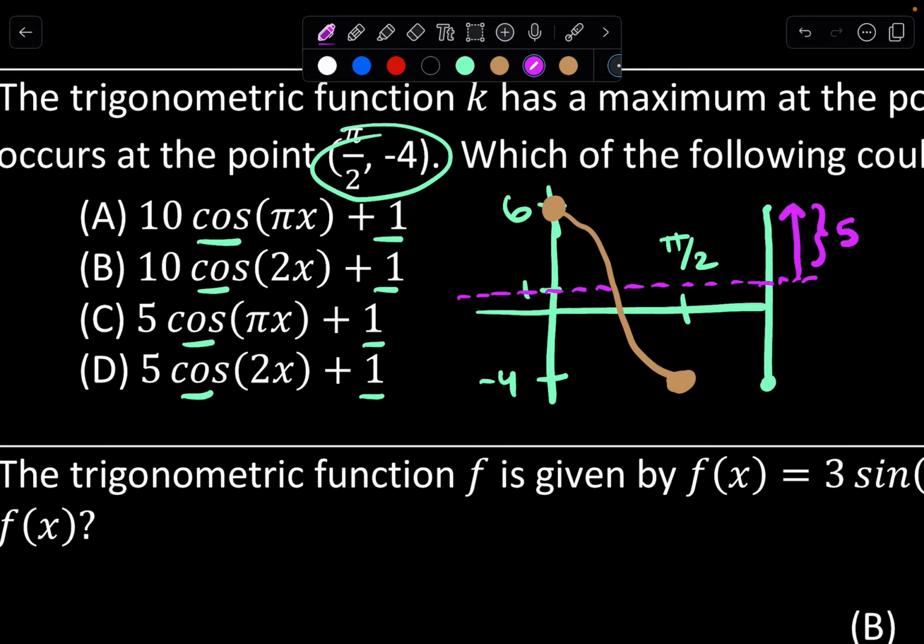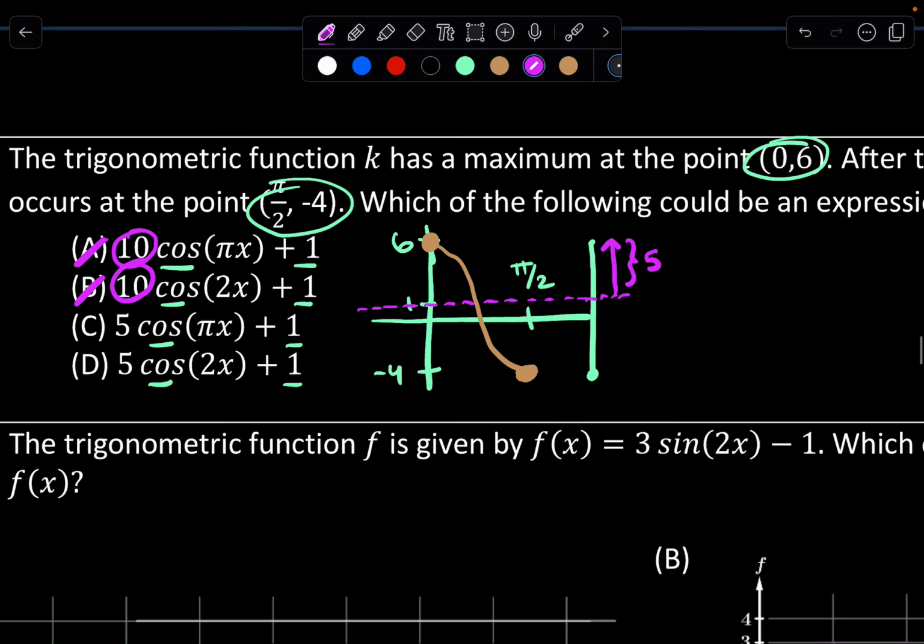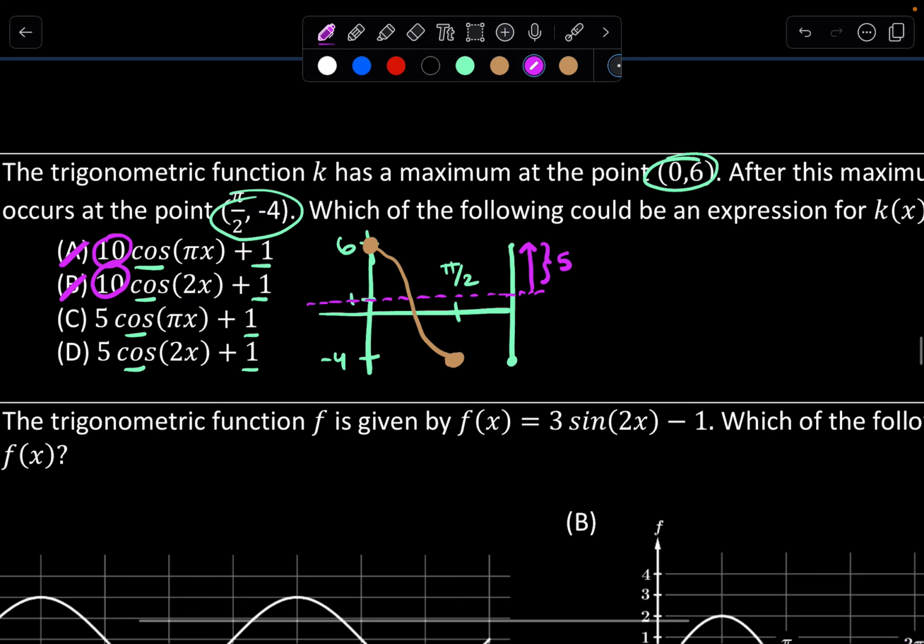So just based on that, I can go ahead and cross out A and B because they have 10. So now I've raised my chances of getting the correct solution. The next thing that we need to look at is the B value, and to get the B value, we need the periods. Well, the old period and the new period. So B is equal to old over new, out with the old, in with the new.